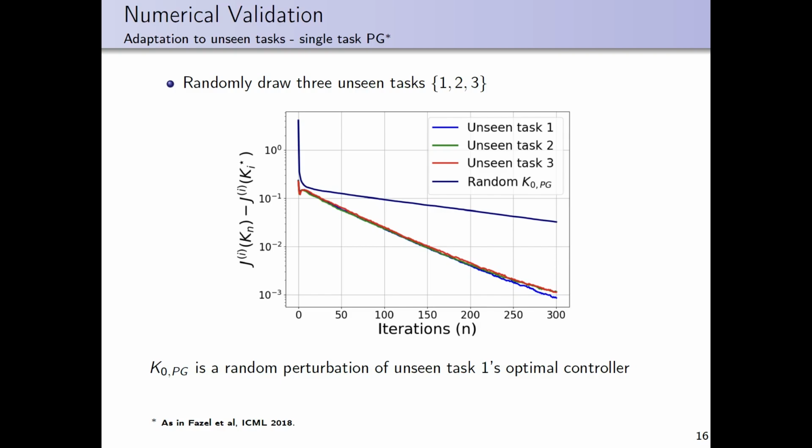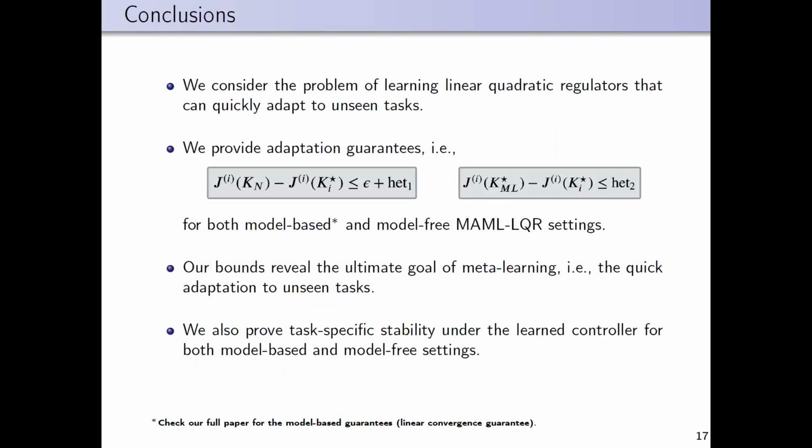Okay, so the idea here is to use this learned controller to quickly adapt to the optimal controller of each unseen task. Just to wrap up, we consider this a problem of learning linear quadratic regulators that can quickly adapt to an unseen task.